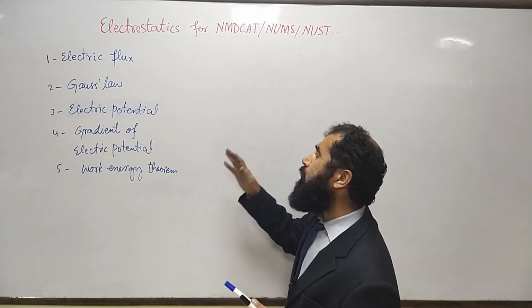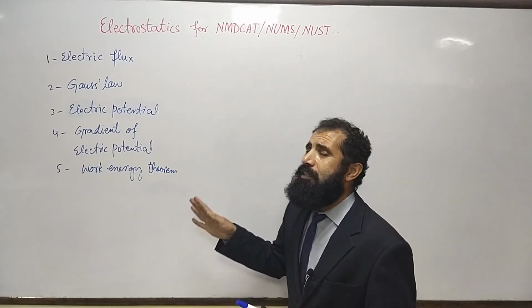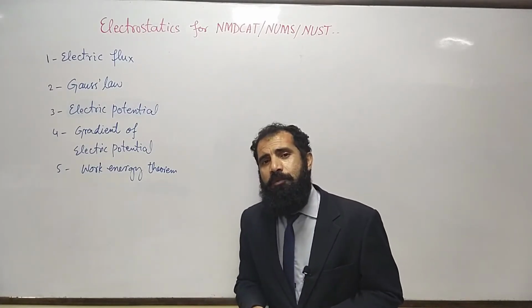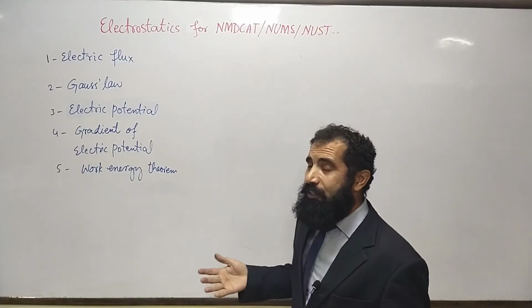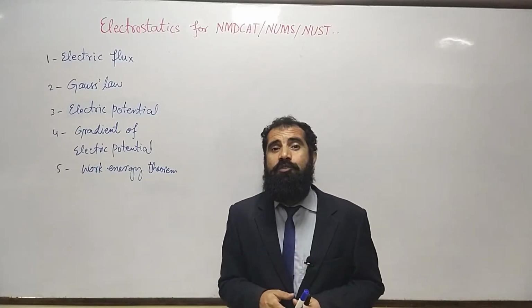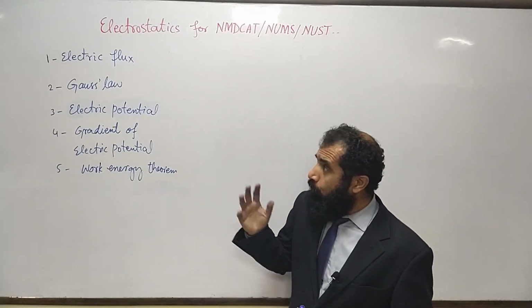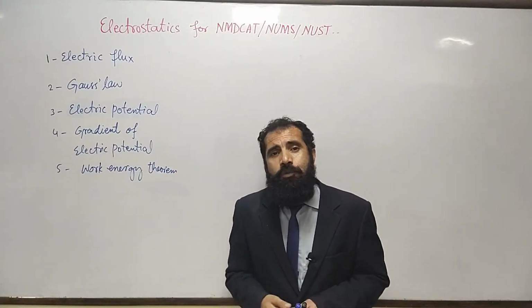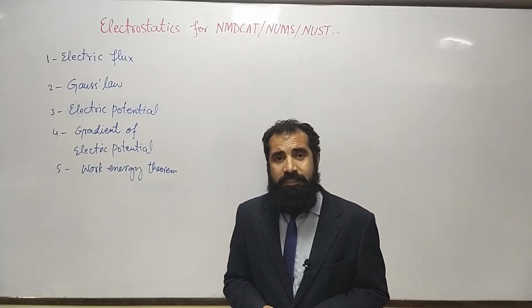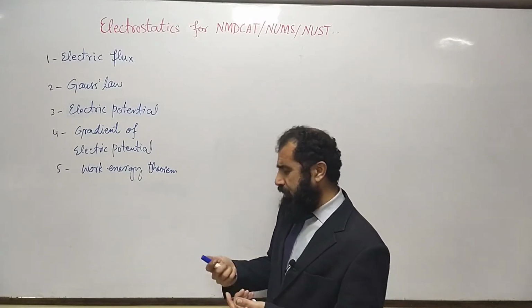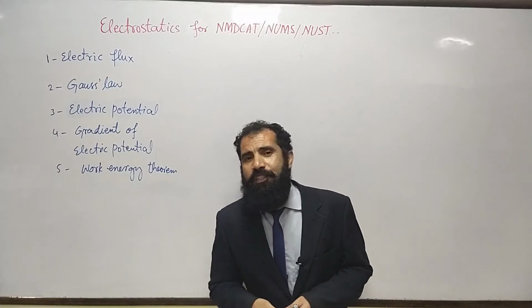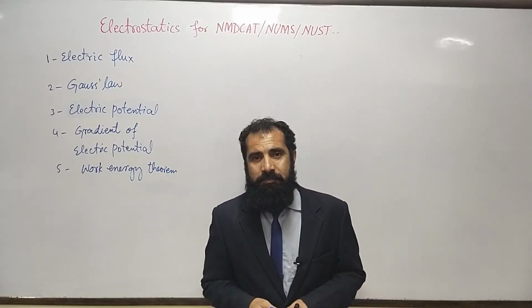So now in this lecture we are going to discuss continuous charge distributions, and to calculate electric field intensity because of some continuous charge distribution we use Gauss law. But before understanding Gauss law, you need to have knowledge of electric flux. So what is electric flux? Electric flux is just the number of electric field lines passing through an area.